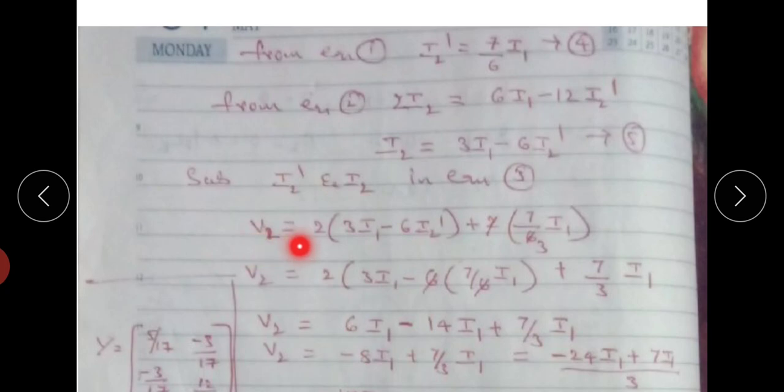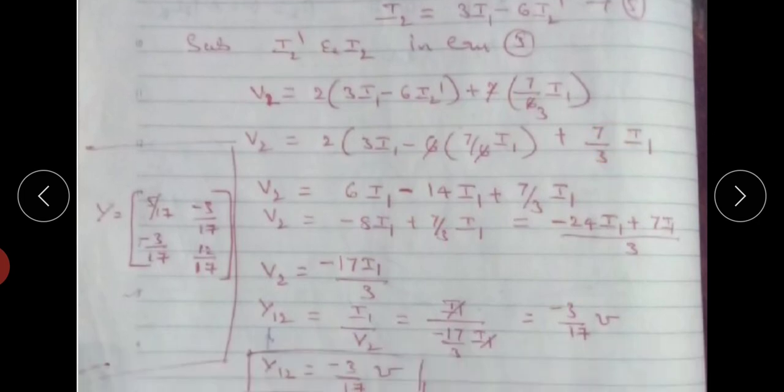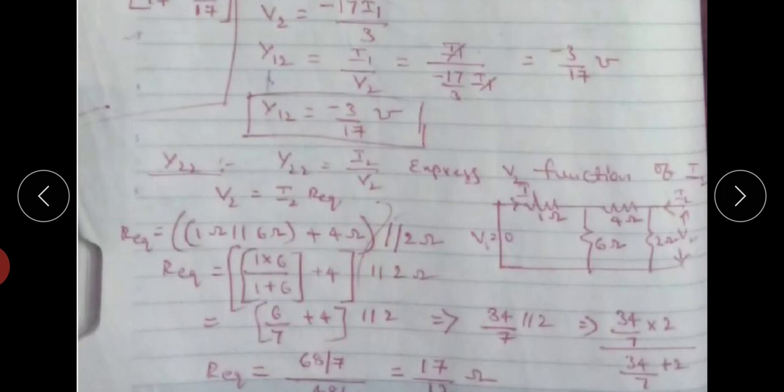So equation 3 becomes V2 equals 2 into 3 I1 minus 6 into I2 dash plus 2 into 7 by 6 into I1. So this equation becomes V2 equals 6 into I1 minus 14 into I1 plus 7 by 3 into I1, or V2 equals minus 17 by 3 into I1. So next, y12 formula: y12 equals I1 by V2, which equals 1 over minus 17 by 3, so y12 equals minus 3 by 17 mhos. This is the y12 value. So next, y22.